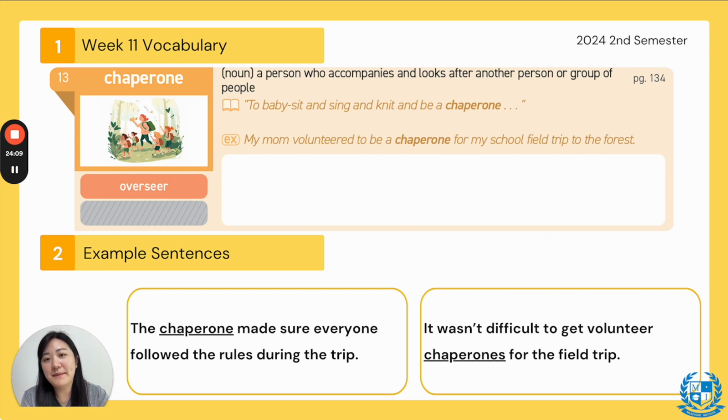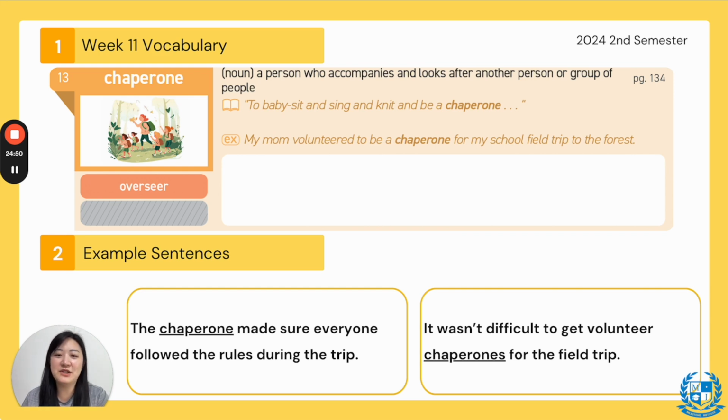In the book it says to babysit and sing and knit and be a chaperone. So a person to watch over someone else. Example, it says my mom, let's read it together. 1, 2, 3. My mom volunteered to be a chaperone for my school field trip to the forest. That would be great. My mom was also once a chaperone to one of my field trips. I forget where we were. I think we went to the zoo or something. She came as a chaperone, meaning adults coming to watch all the children to make sure that everyone is safe, because one teacher cannot watch all the children at the zoo.